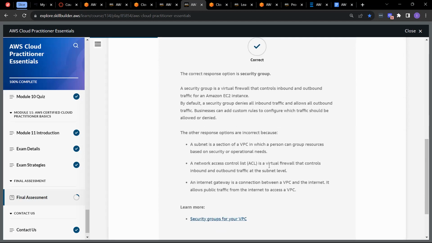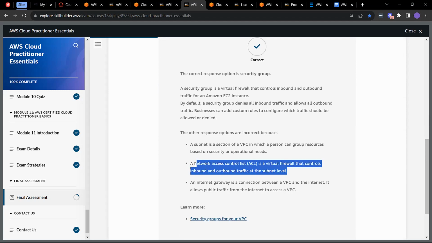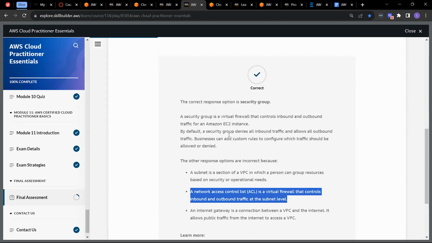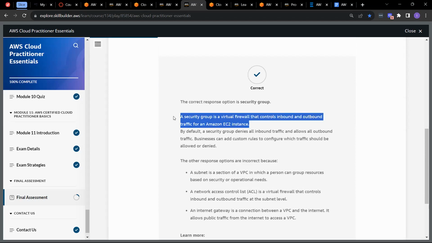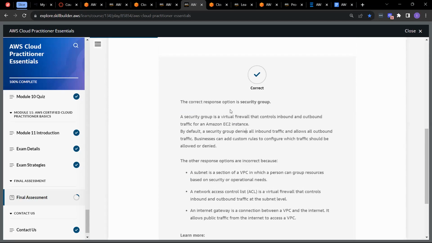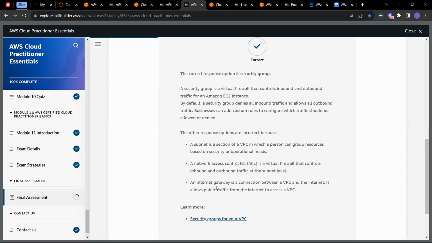So it's a virtual firewall that controls inbound and outbound traffic at subnet level. That's for the access control list, right? And then the security group, by default, denies all in and out, and controls inbound and outbound traffic for an Amazon EC2 instance. So that's the internet gateway. For those of you who are thinking it's internet gateway, an internet gateway is a connection between a VPC and the internet.